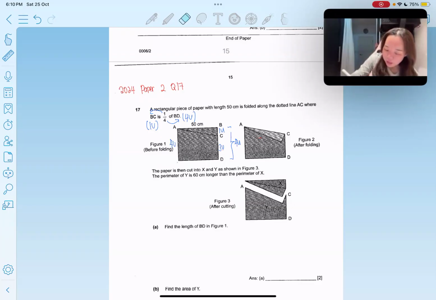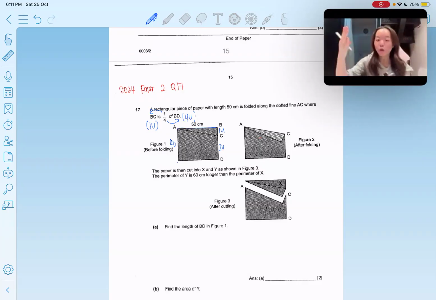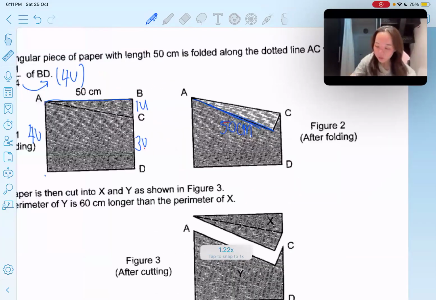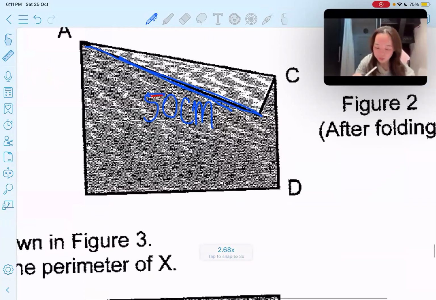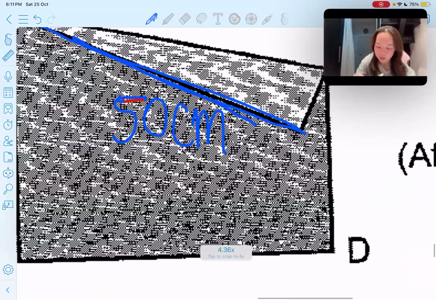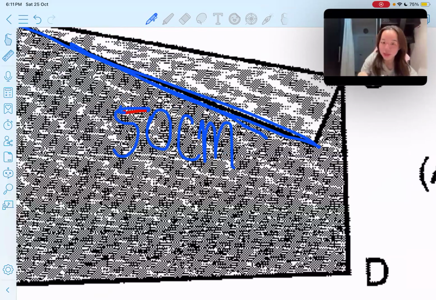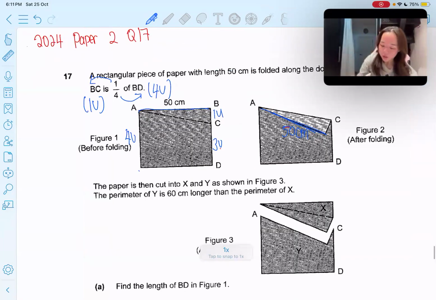Let me just erase this part here first, so it looks neater. Can you see that this AB, they are going to fold, is 50 cm. So when I fold it, this part here will also be 50 cm. You might not be able to see clearly here, so let me show you bigger. This part here is 50 cm. So right now I know that that is 50 cm.